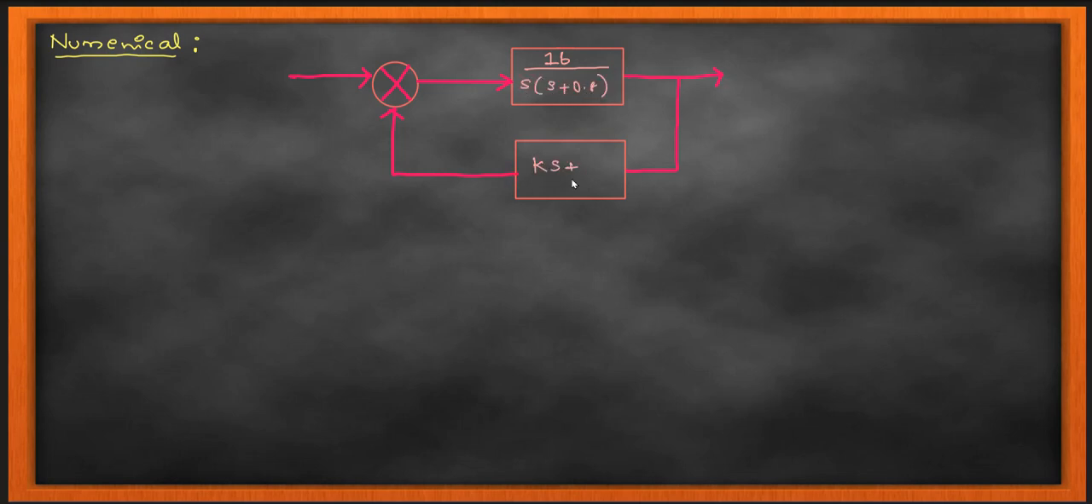So we are going to take a numerical. I have taken this from one of the previous exams, and the question is very simple. There is a bunch of things mentioned in the question, followed by this figure, and then finally they have asked you to find your TR, TS, TP, and TD.